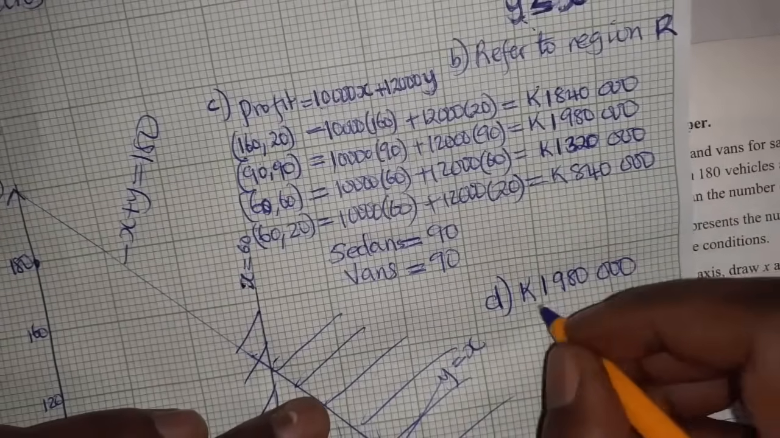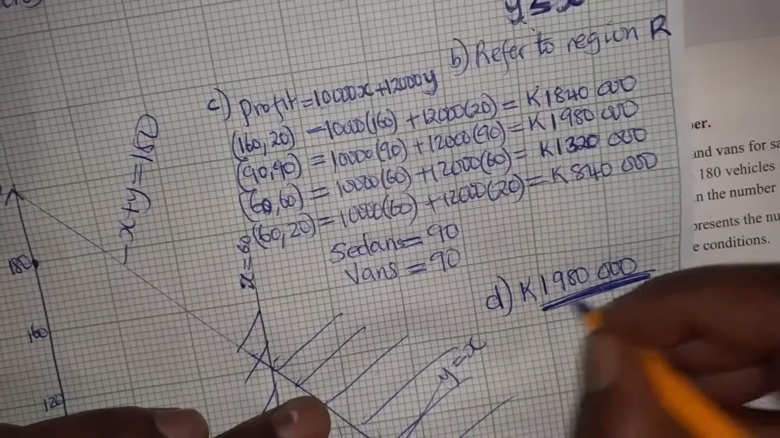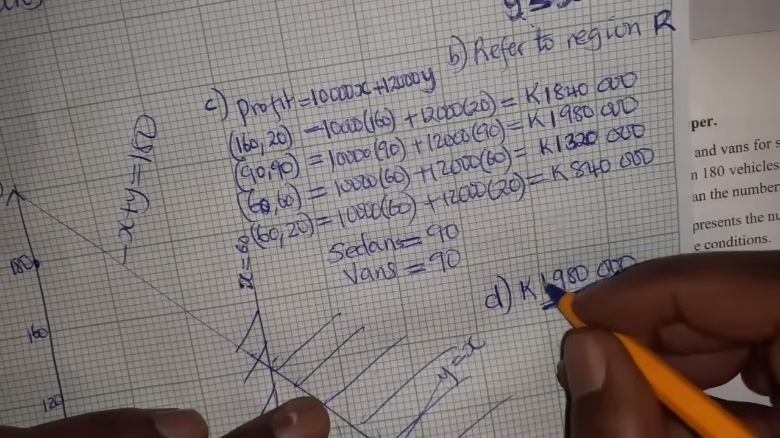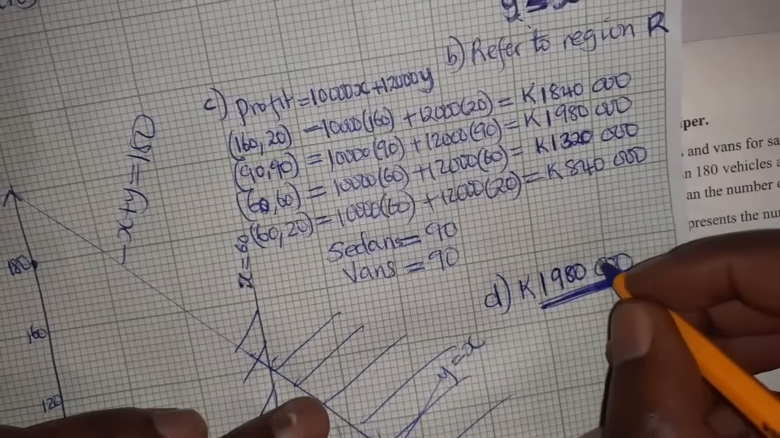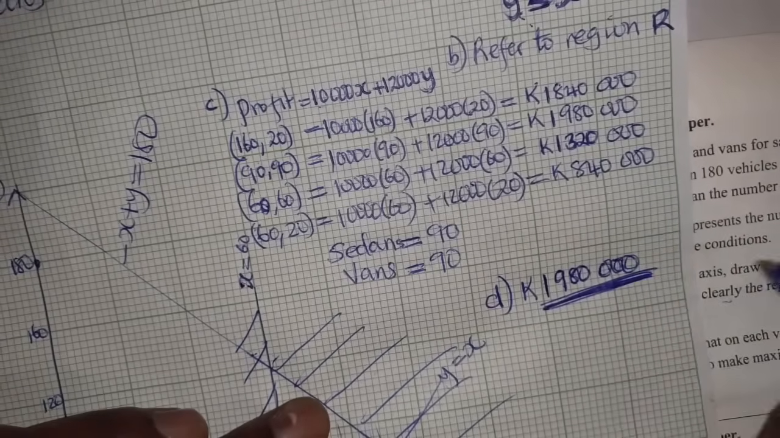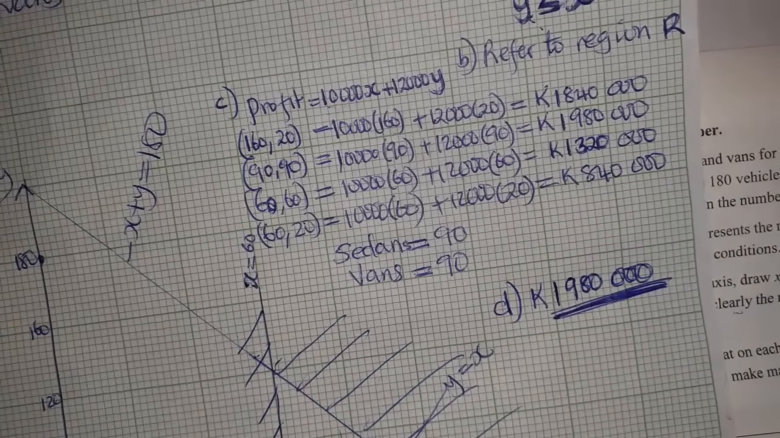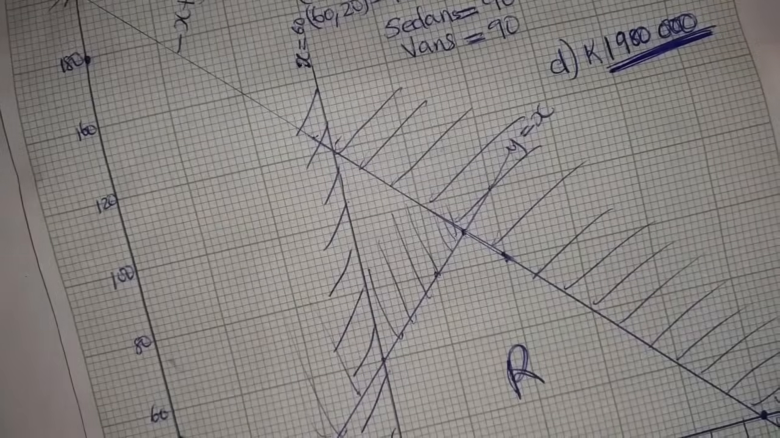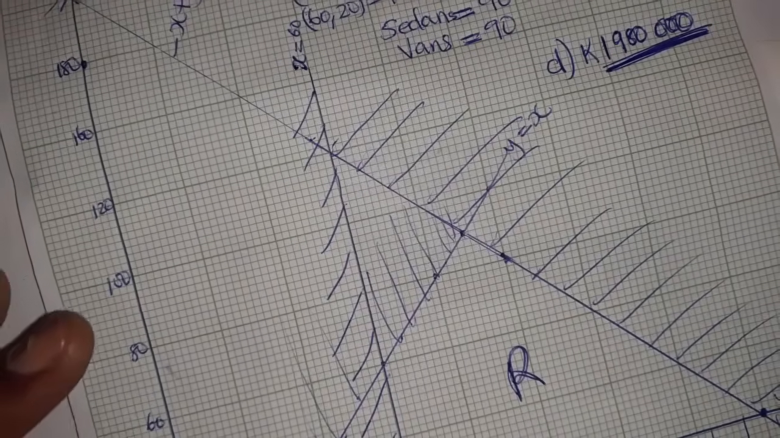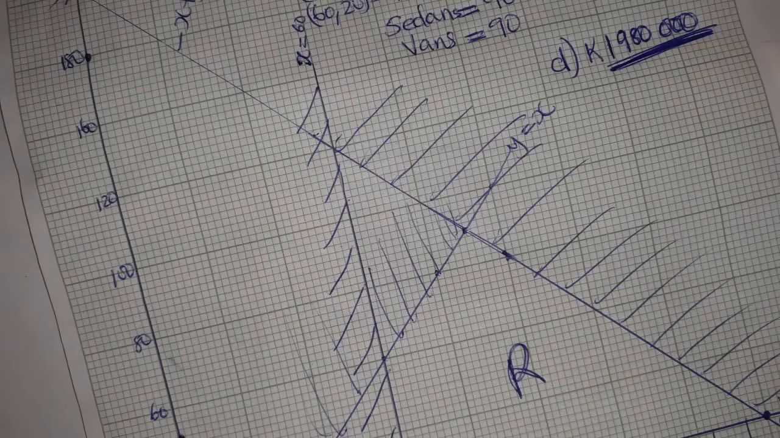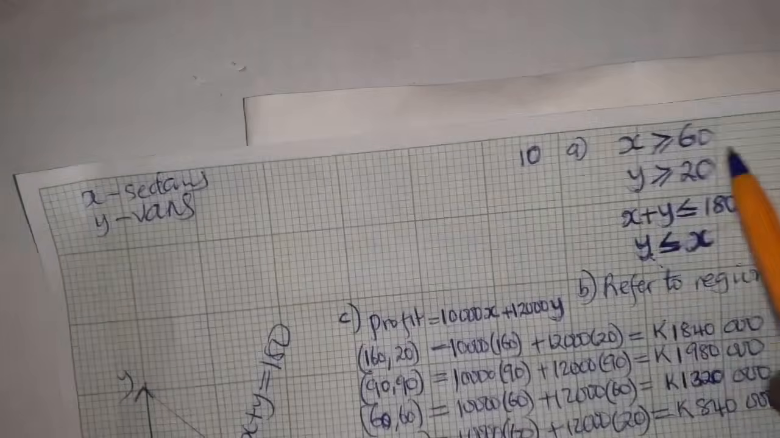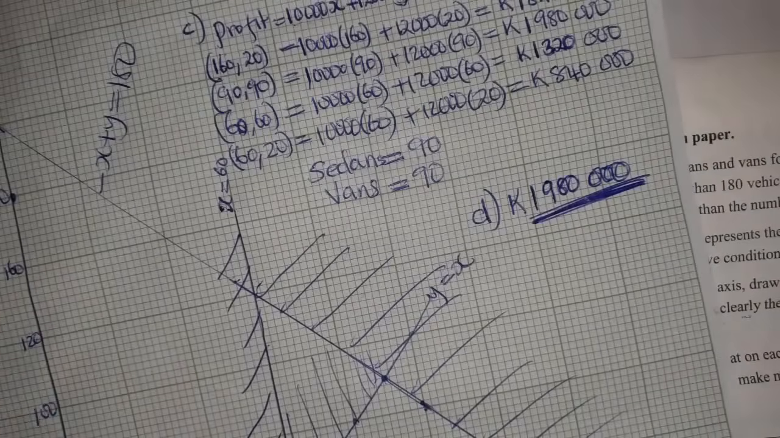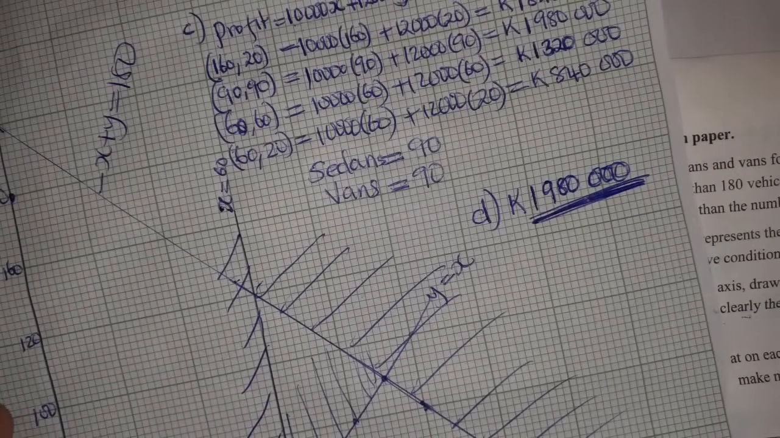1,980,000 kwacha. Okay, that is what you're going to get. Please give me what your answers are. You know, no one has the monopoly of knowledge of these things. Otherwise, this is how you get your 12 marks on linear programming. This is 2 marks, 2 marks, 4 marks, and also 4 marks. All right, thank you very much. Let's go to the next question.